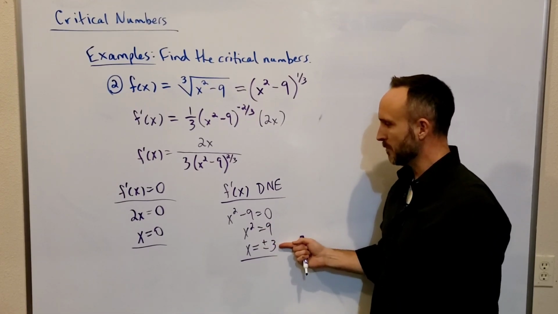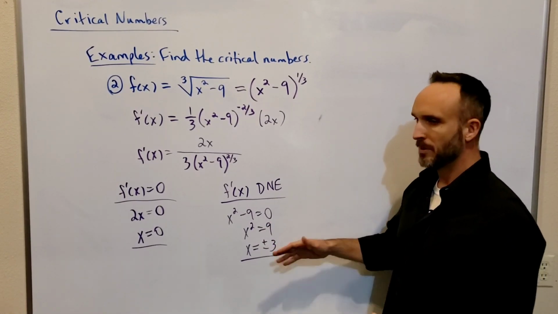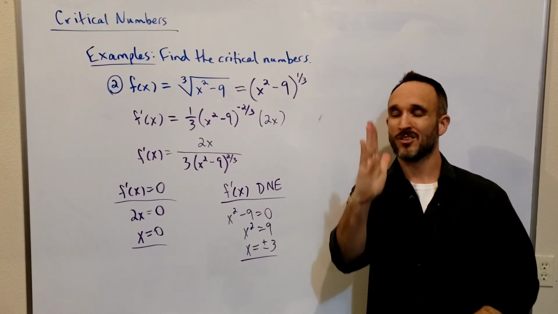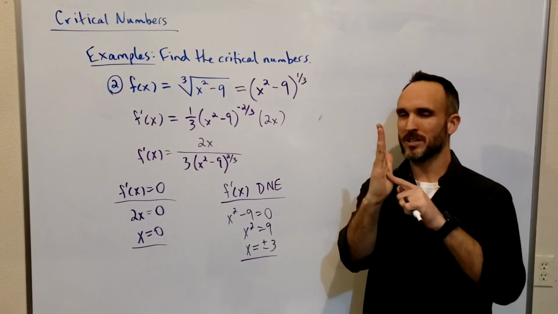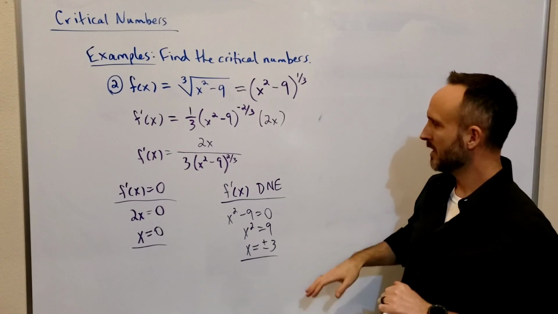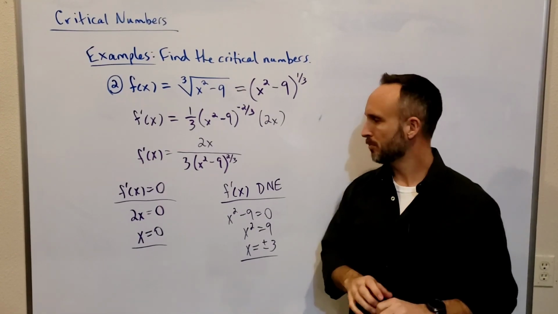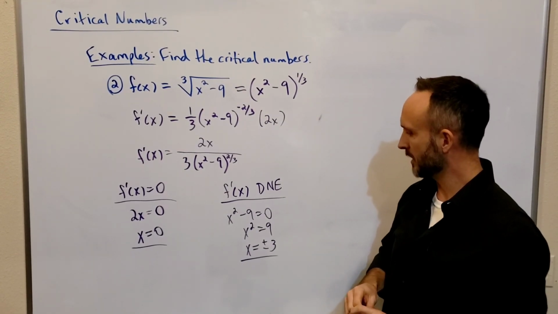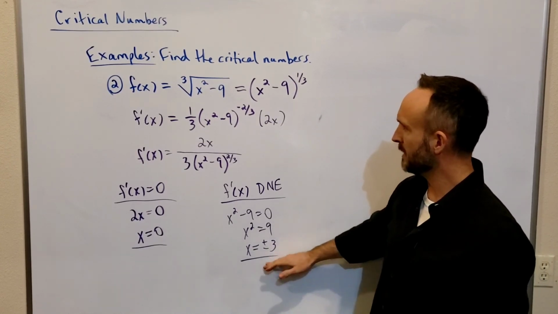And so that could be for many reasons. It could be because you have a vertical tangent line, right? Remember, a vertical tangent line means the function is not differentiable. It could be a sharp point or something like that. Or it may not even be defined.